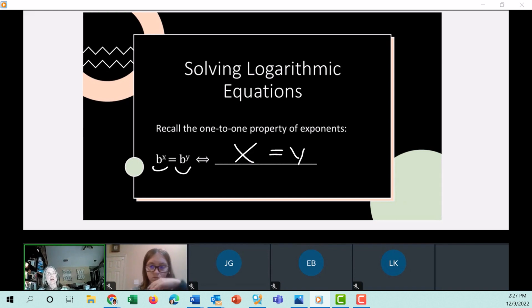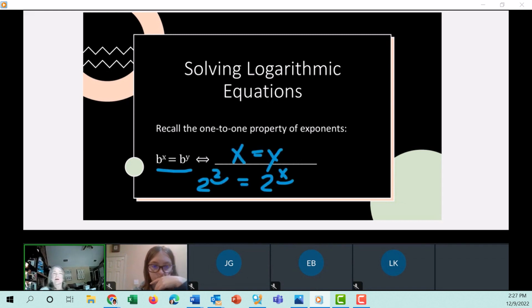Let me show you an example. And also write this down because we're going to have this or something like it in our exit ticket on the first question. So as you said, x equals y. So let me replace the base with a simple number like the number 2. So can you readily see that x has to equal 2 for that to be equal?